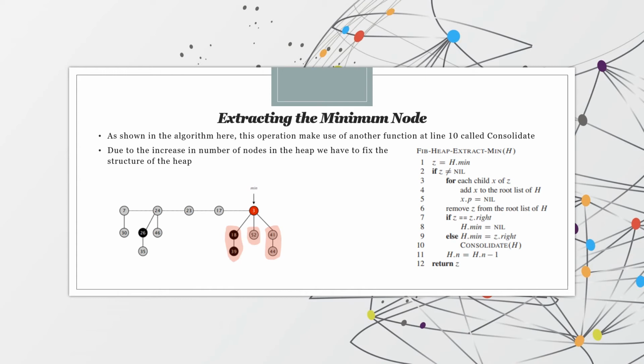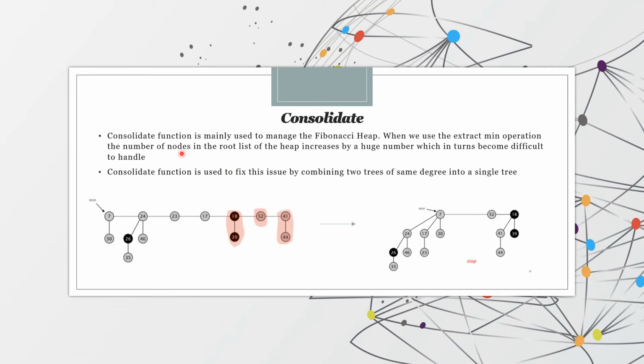So when we extract the minimum node, there is some structure damage in the heap which we have to maintain. So that's why it is a bit complicated algorithm. And also, as shown in the algorithm here, the function uses another function, consolidate. Consolidate is that function which will restructure the heap after extracting the minimum node.